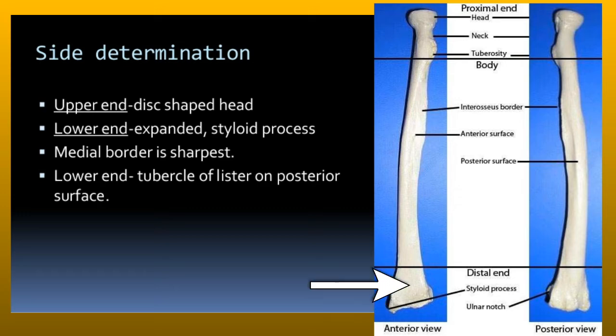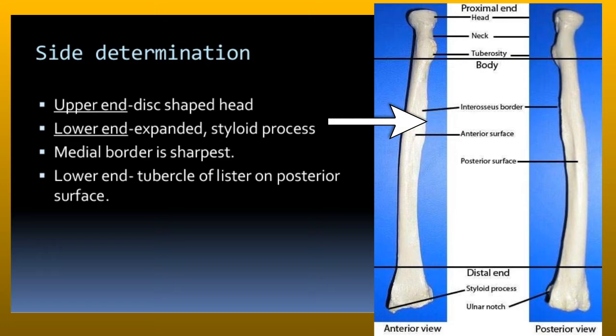Next, at the lower end, the anterior surface is in the form of a thick prominent ridge, while the posterior surface presents grooves for the extensor tendons. So on the anterior surface of the lower end there is a thick prominent ridge, while on the posterior surface there are basically 3 to 4 grooves for the extensor tendon attachment. Also, the sharpest border of the shaft is the medial border. So by this you can determine the sides.